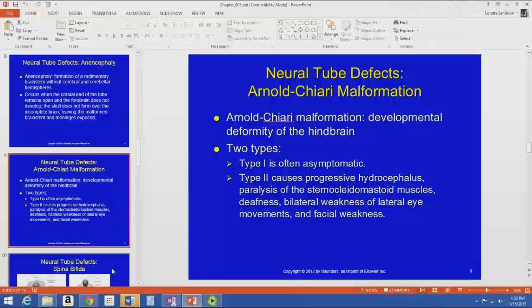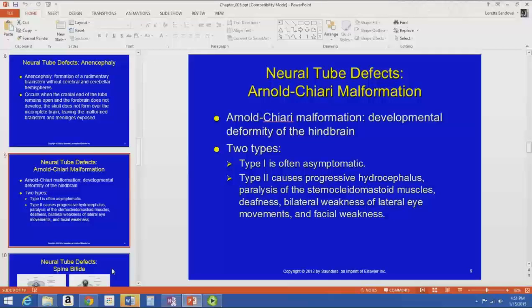Another neural tube defect is called an Arnold-Chiari malformation. It's a developmental deformity of the hindbrain, and type 1 is often asymptomatic. Some people have type 1 and they get into adulthood without even realizing they have it, and they might have some symptoms later on and find out they do have it, and it's a surgical correction. So type 2 causes progressive hydrocephalus, so fluid building up in the brain, paralysis of the sternocleidomastoid muscles, deafness, blindness, weakness of lateral eye movements, and facial weakness.